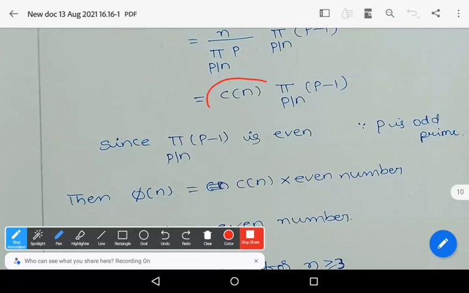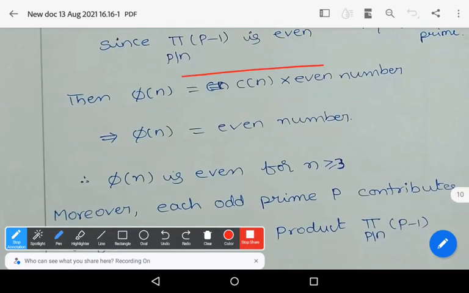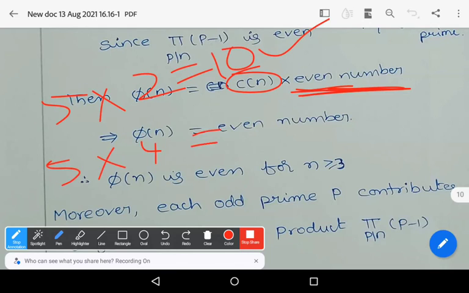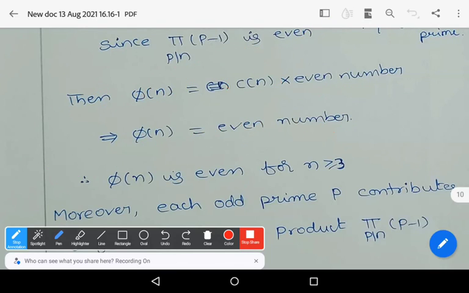So this term is nothing but a number into an even number. The product of (p minus 1) is even. It means pi of n is equal to c of n into an even number. Any number that is multiplied by an even number gives an even number. For example, 5 into 2 you get 10, an even number; 5 into 4 you get 20, again an even number. Therefore, pi of n is an even number for all n greater than or equal to 3.